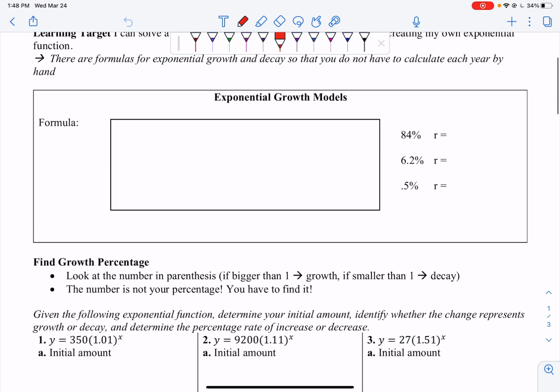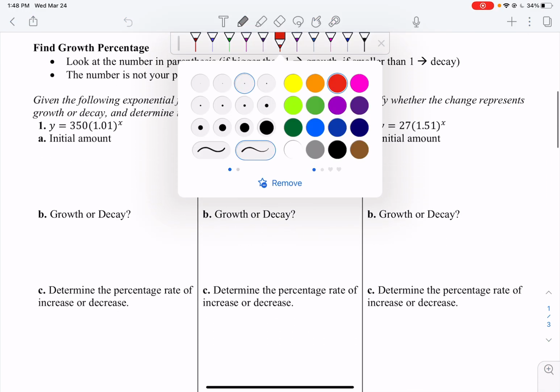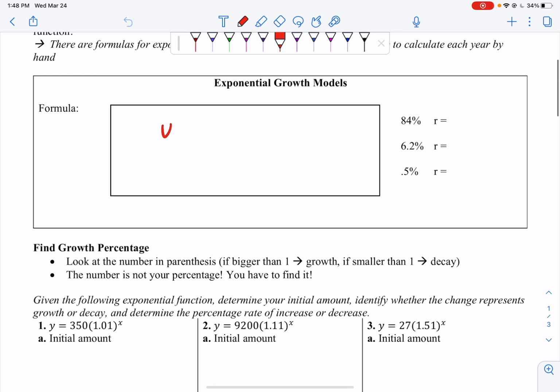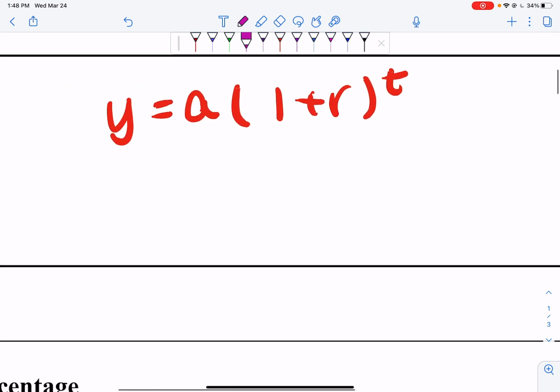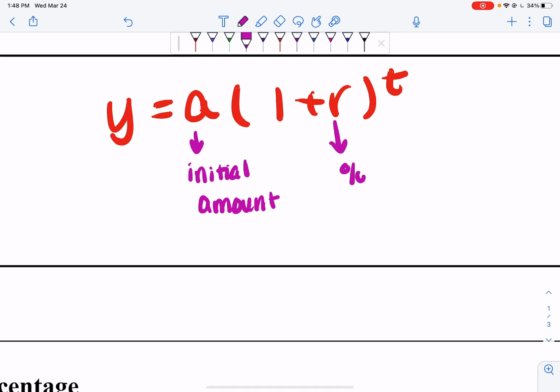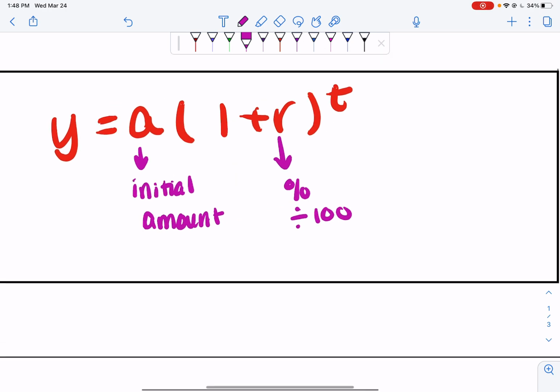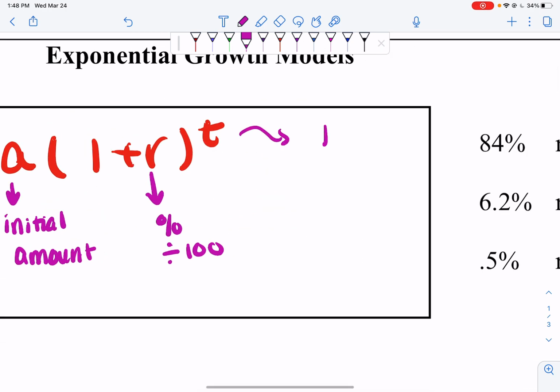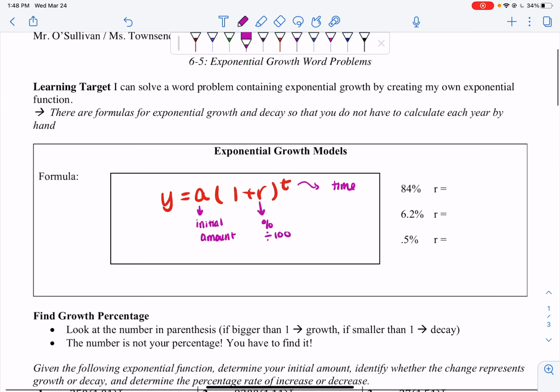So the exponential growth formula is actually going to be y equals a times 1 plus r to the t power. And what each part means is actually very specific. Your a stands for your initial amount, or how much you start with. Your r is your percentage as a decimal. And to get your decimal, you divide by 100. And then last but not least, t is time. And that time can be in days, months, years, hours, seconds, etc.